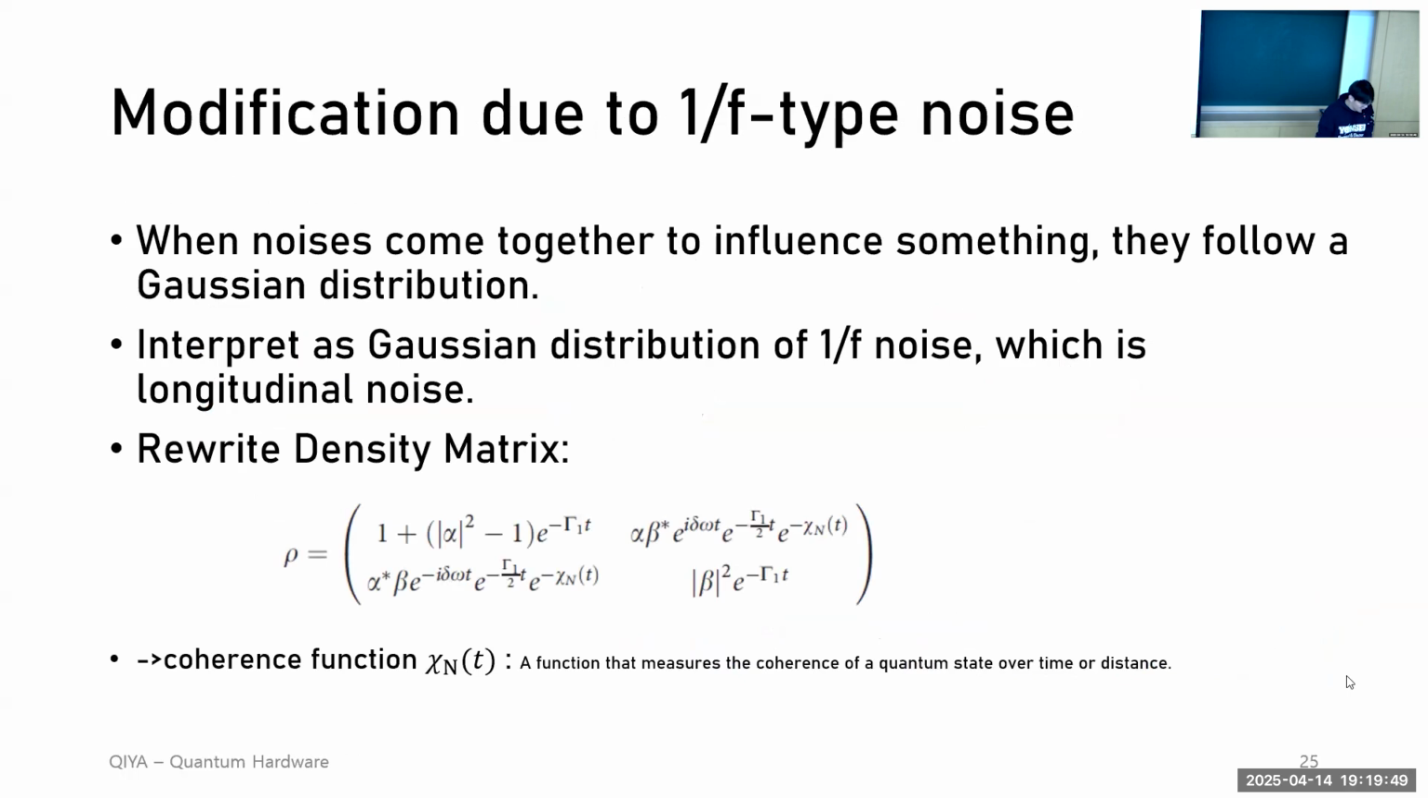So we can extend this model with some Gaussian noises. We can make a modification due to 1/f noises. When many noises come together to influence something, they follow a Gaussian distribution. So we interpret it as a Gaussian distribution of 1/f noise, which is not longitudinal noise. So we can rewrite the density matrix with this additional correlation function term.